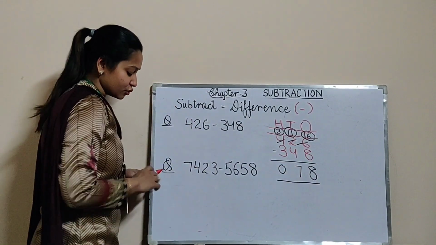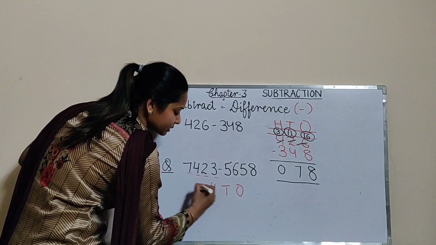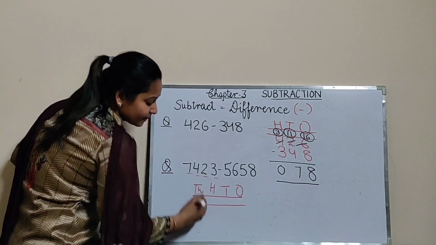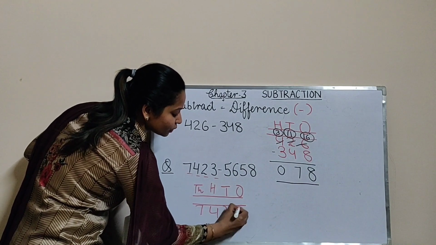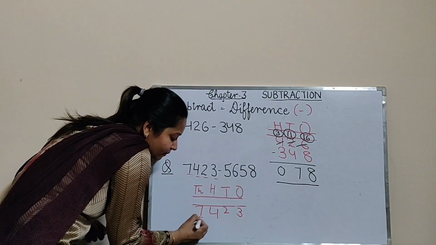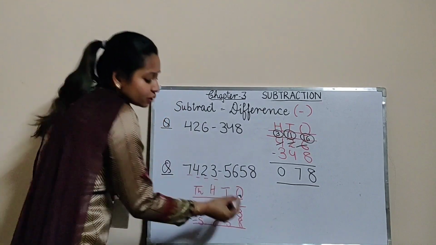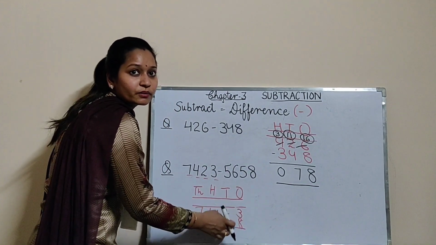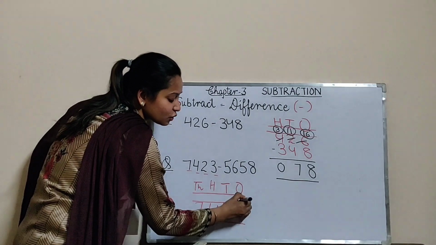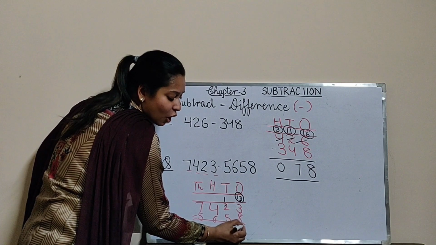So let's move to one more question and then you will understand. Now here are 4 digits. So I'll be taking 4 columns: ones, tens, hundreds, thousands. Then again we will leave a small line for borrowing. Then start writing the numbers. 7423 and 5658. And if I have to subtract it, can 3 minus 8 be done? No. 3 minus 8 cannot be done because 3 is a smaller number and 8 is bigger. So I have to make it 13, but first I have to borrow from this one. So 13 minus 8 would be how much?